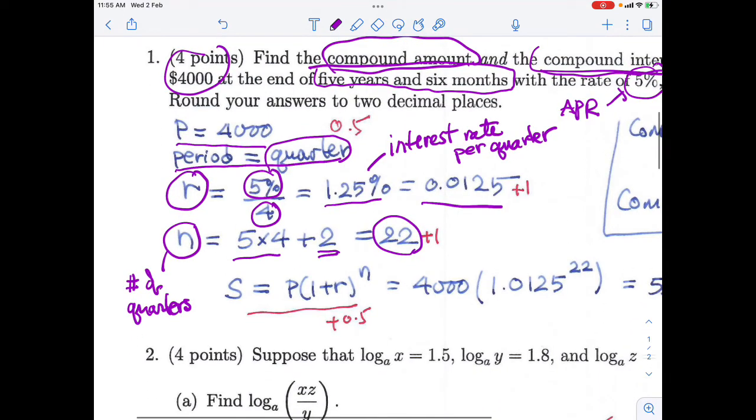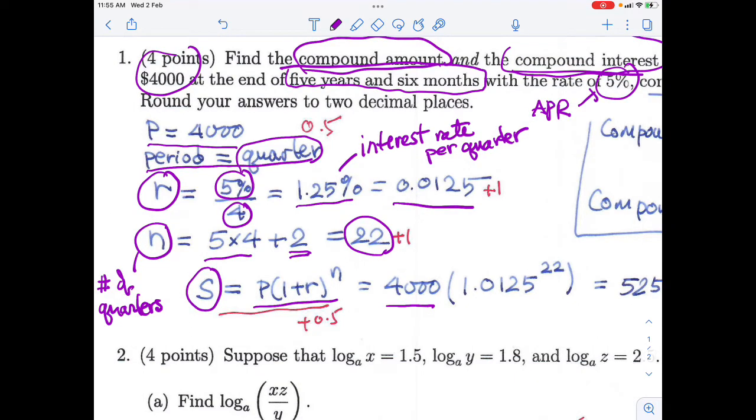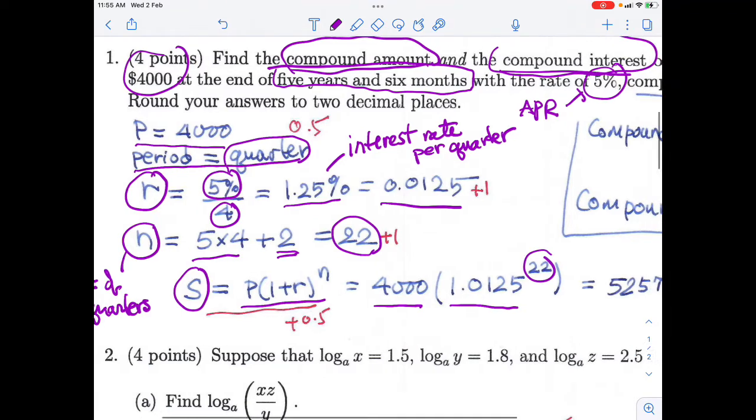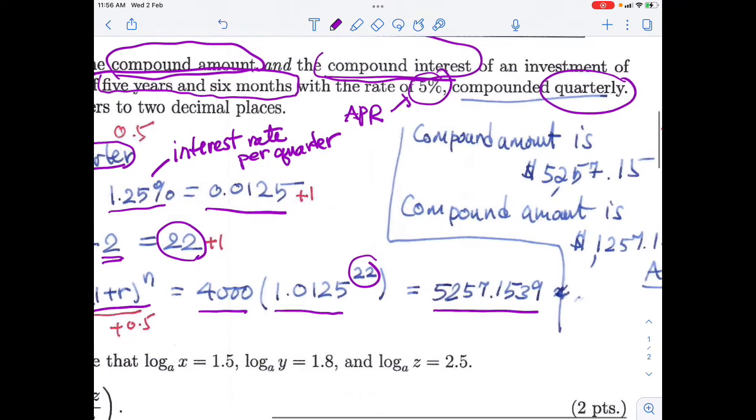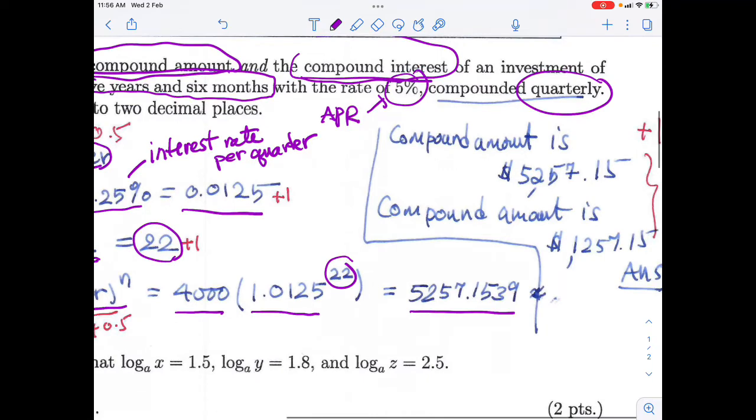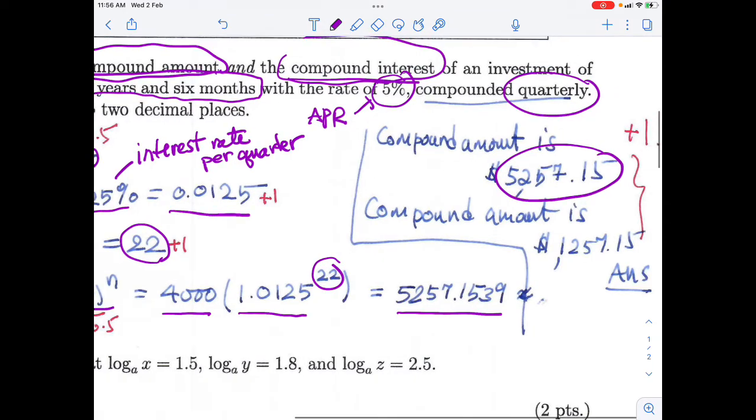Now the formula, the compound amount is equal to P multiplied by bracket 1 plus R to the power of N. Okay, so P is 4,000, 1 plus the interest is 1.0125, and you raise it to power 22. You compute this, you get this compound amount, right? Which you have to round to 2 decimal places. So compound amount is $5,257.15.